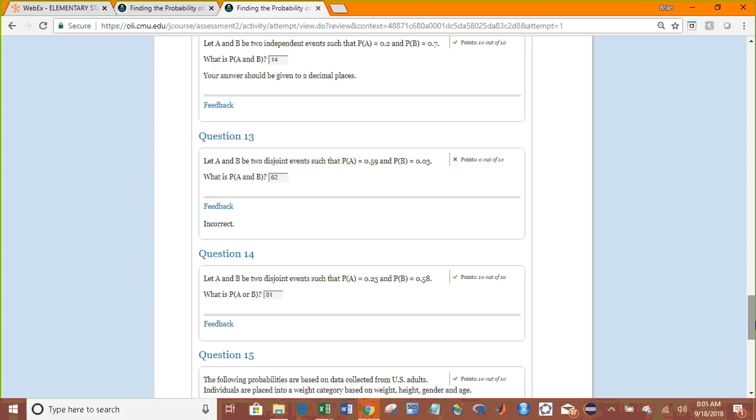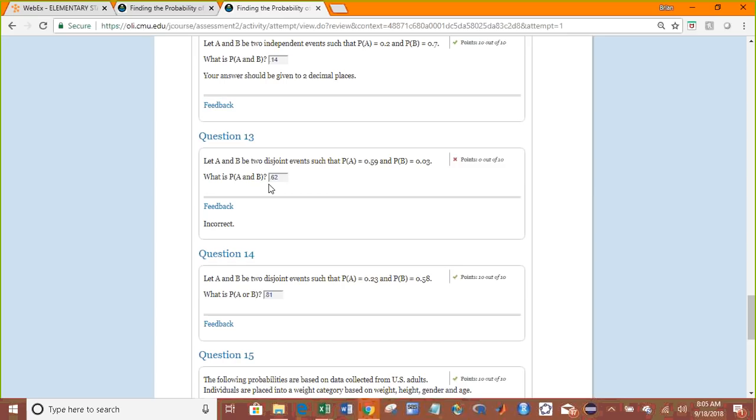Let A and B. Oh my gosh, I did what I said I would never do. Oh! I wasn't paying attention. This is a trick. Let A and B be 2 disjoint events. I didn't read the question, and I'm so sorry. Let A and B be 2 disjoint events such that the probability of A is 0.59 and the probability of B is 0.03. I read that as OR. What is the probability of A and B?